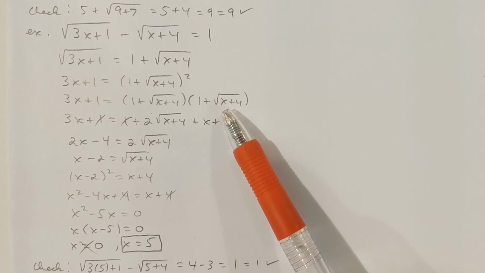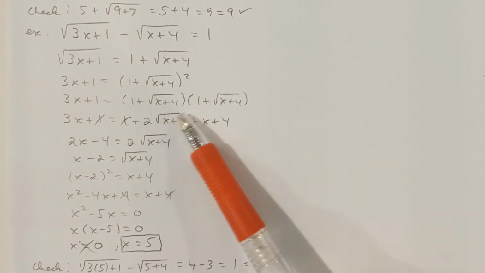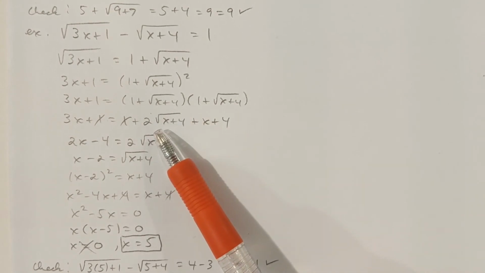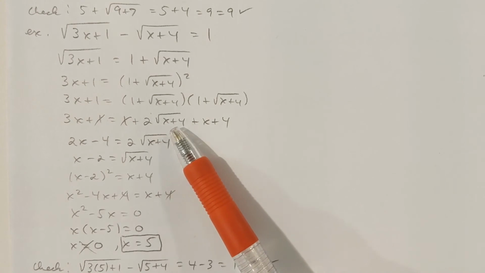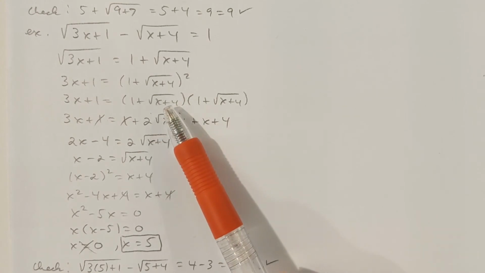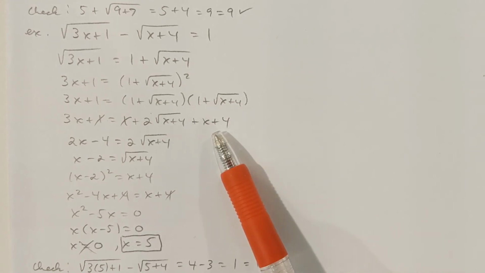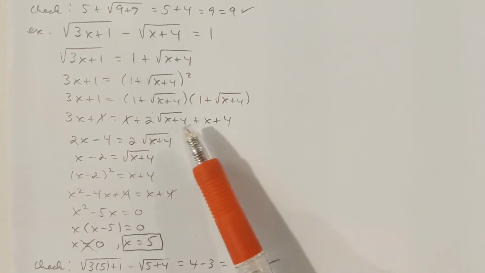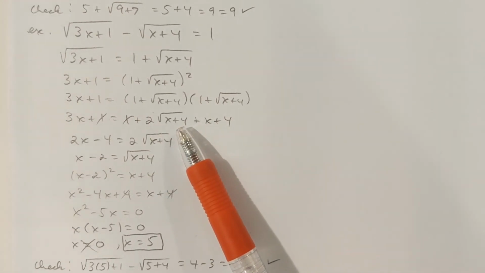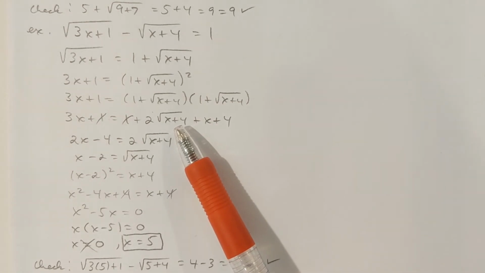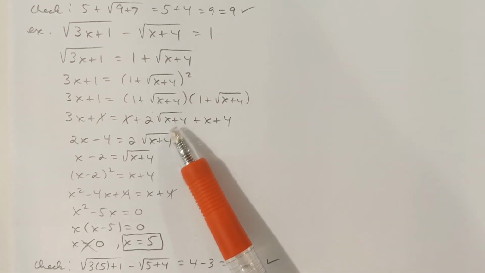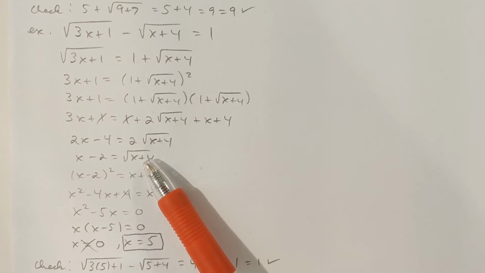So when I FOIL here on the right, 1 times 1 is 1. In the middle, I've got the square root of x plus 4 plus another square root of x plus 4. That's 2 times the square root of x plus 4. And then at the end, the square root of x plus 4 times the square root of x plus 4. That's the square root of x plus 4 squared, which would be the same as just x plus 4. So now you'll notice that we only have one more radical here, and so we'll plan to get that all alone coming up.